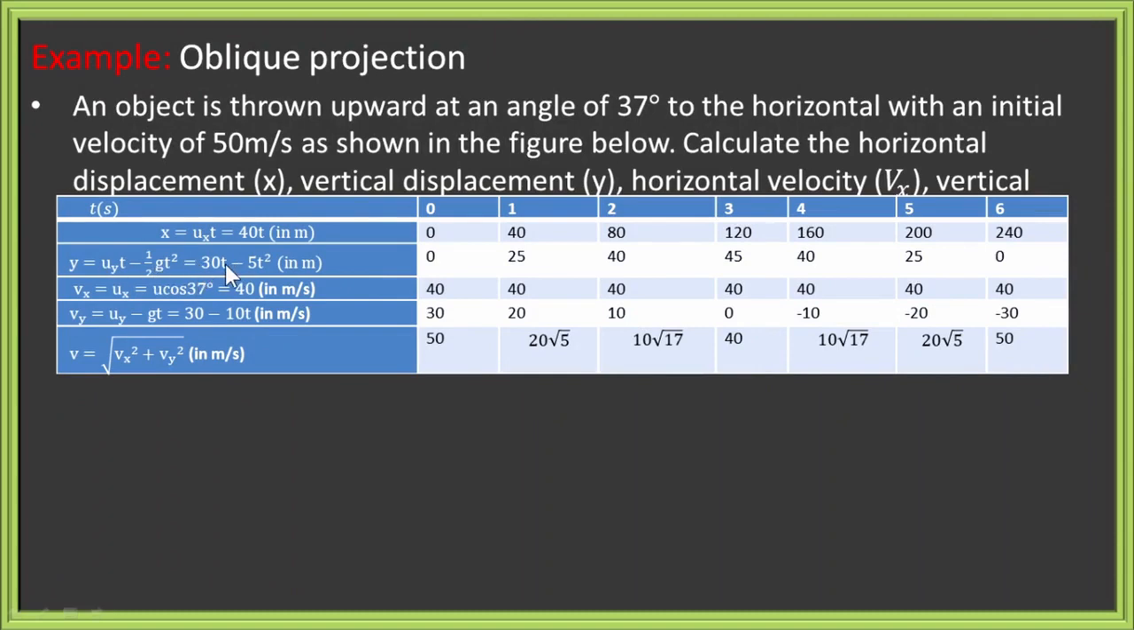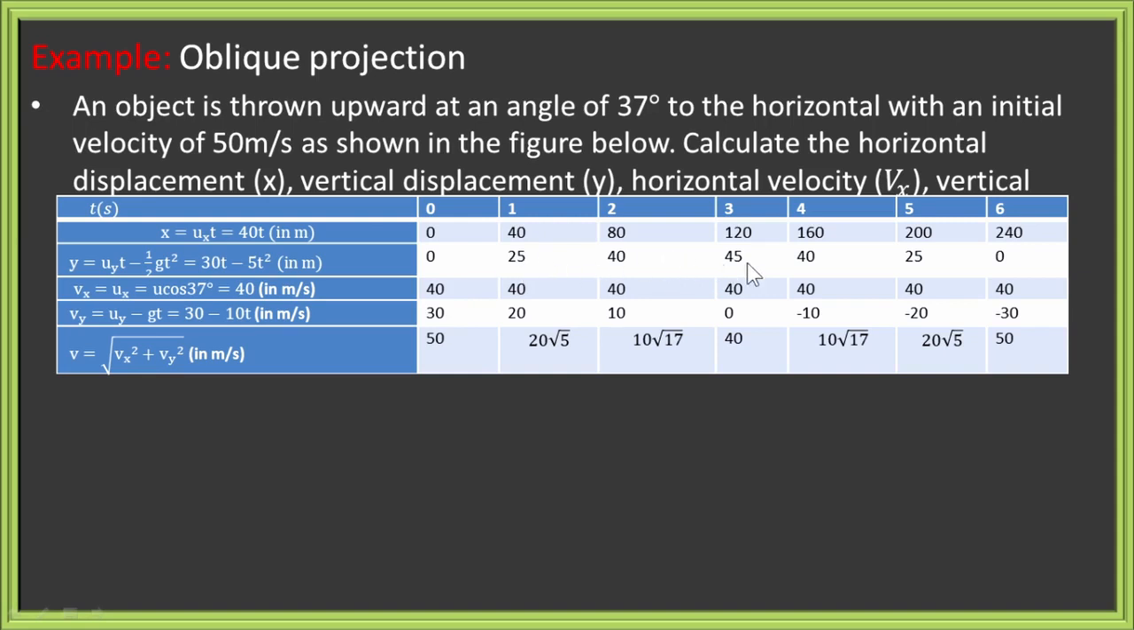When we come to the vertical motion, y is 30t minus 5t squared. When we substitute 0 in place of t, 30 times 0 is 0, minus 5 times 0 squared is 0. For 1, 30 times 1 is 30, minus 5 times 1 is 5, it is 25. For 2, 30 times 2 is 60, and 5 times 2 squared is 20. 60 minus 20 is 40. Substitute the values of t, 3, 4, 5, and 6, and you will find these values. Look, 0, 25, 40, 45.